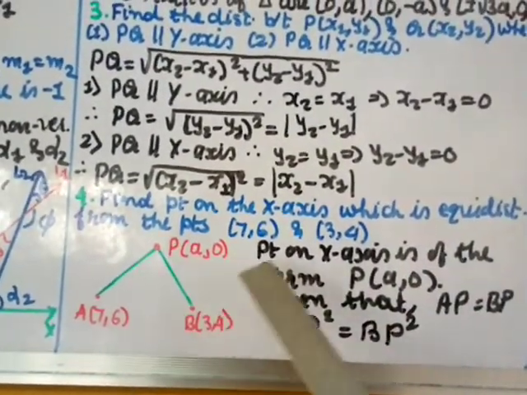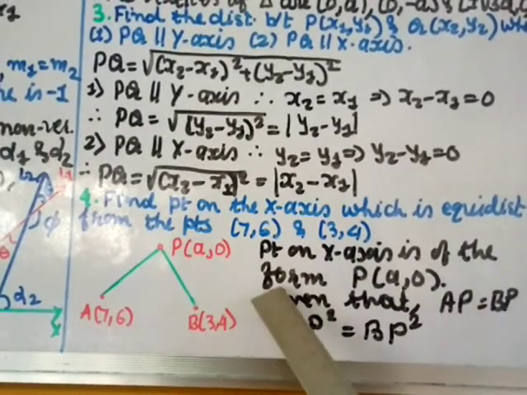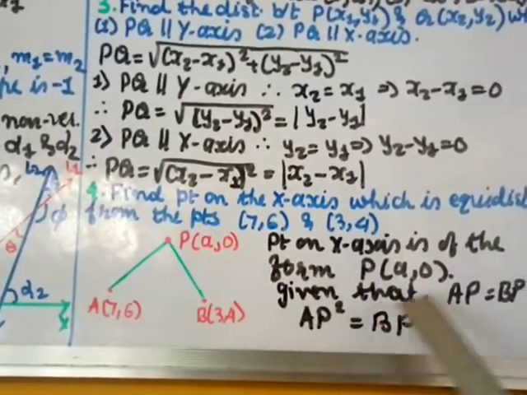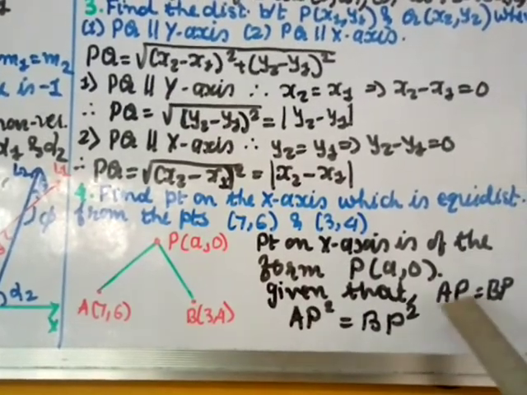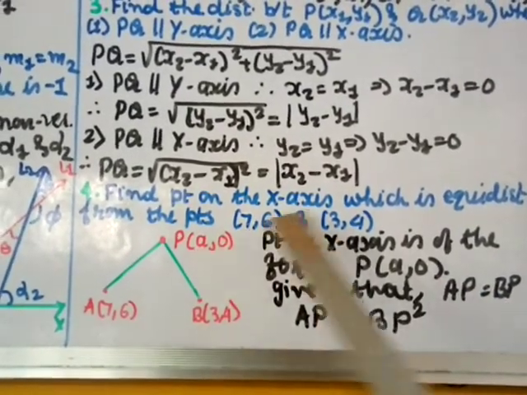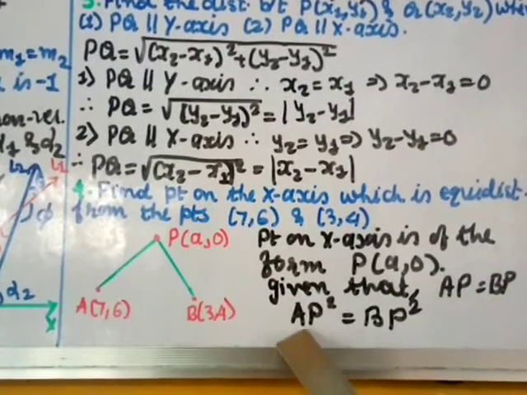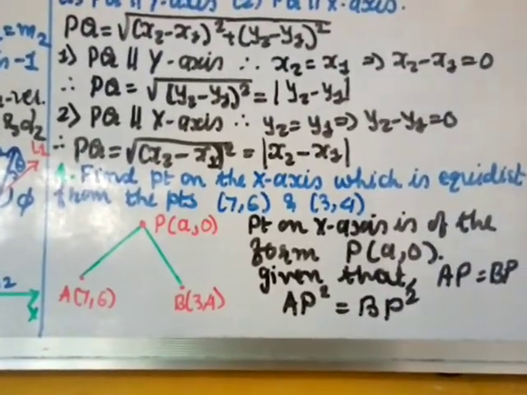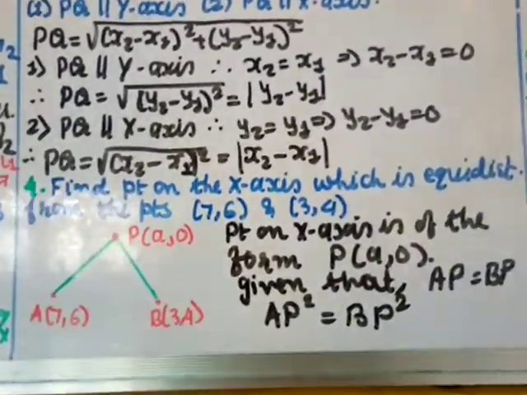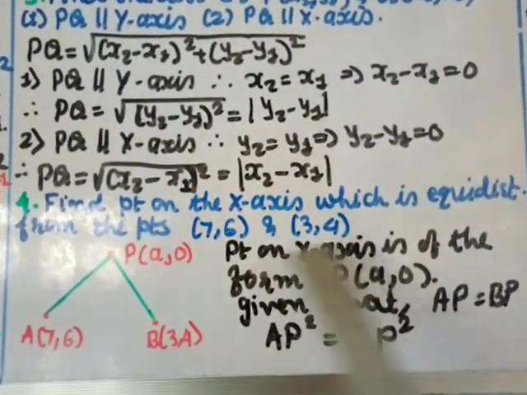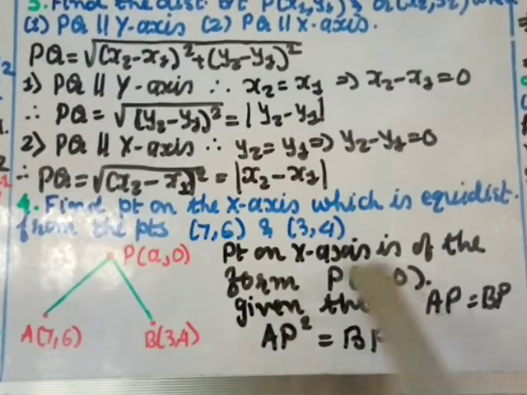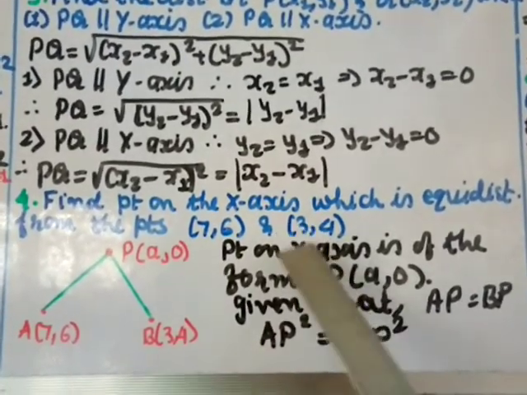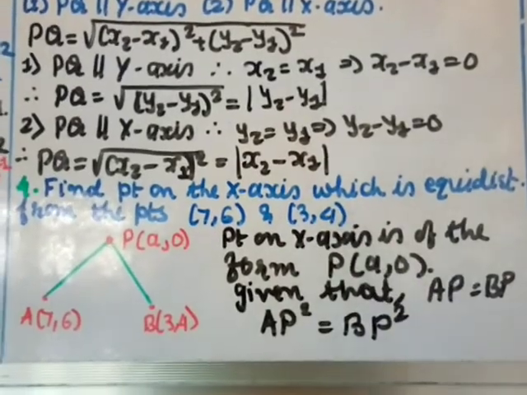The point on the x-axis is of the form (a, 0). The y coordinate is 0. Given that AP equals PB, A and B being these 2 points. Now I square it, so AP squared equals BP squared. Squaring, because a square root is there, to remove that square root I am squaring. So AP we can write as (a minus 7) whole squared plus (0 minus 6) whole squared, and BP we can write as (a minus 3) whole squared plus (0 minus 4) whole squared.